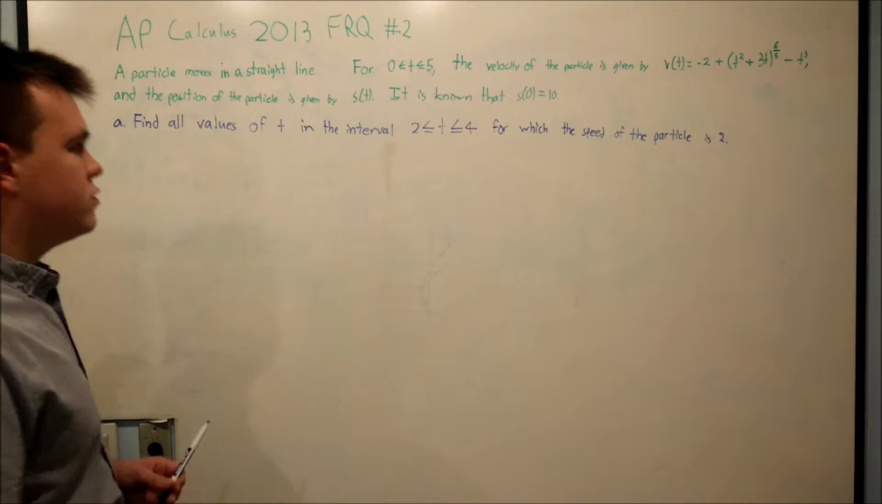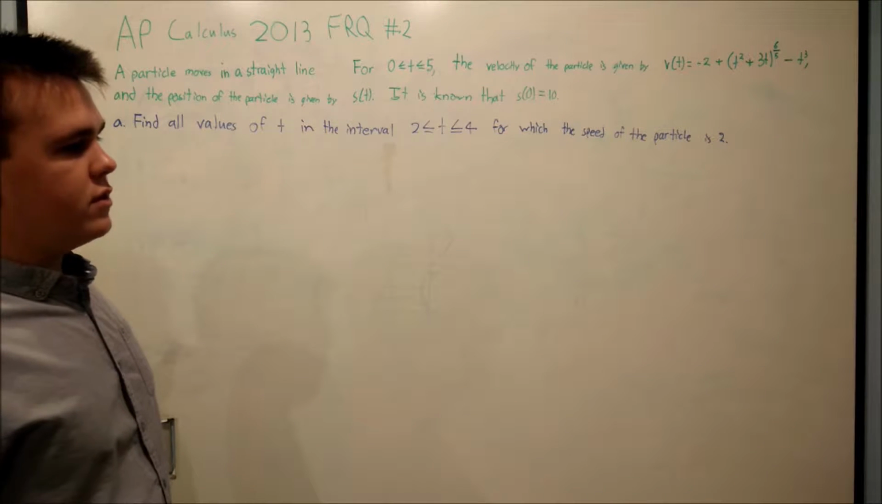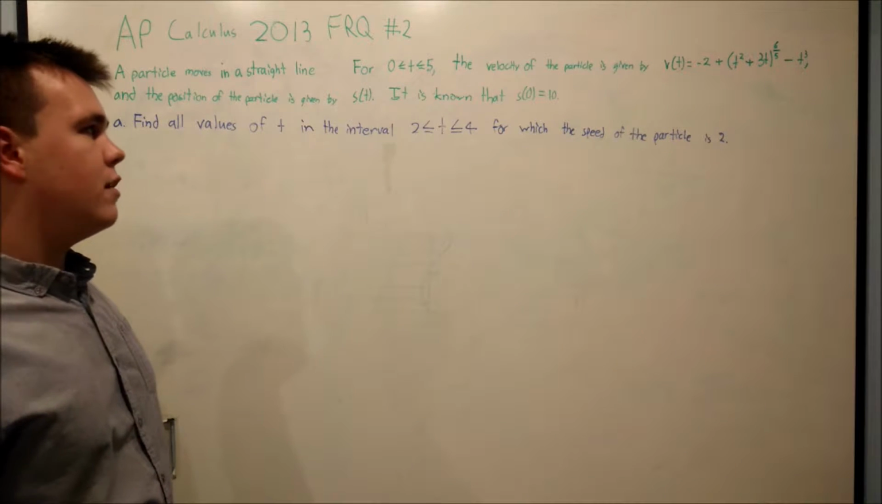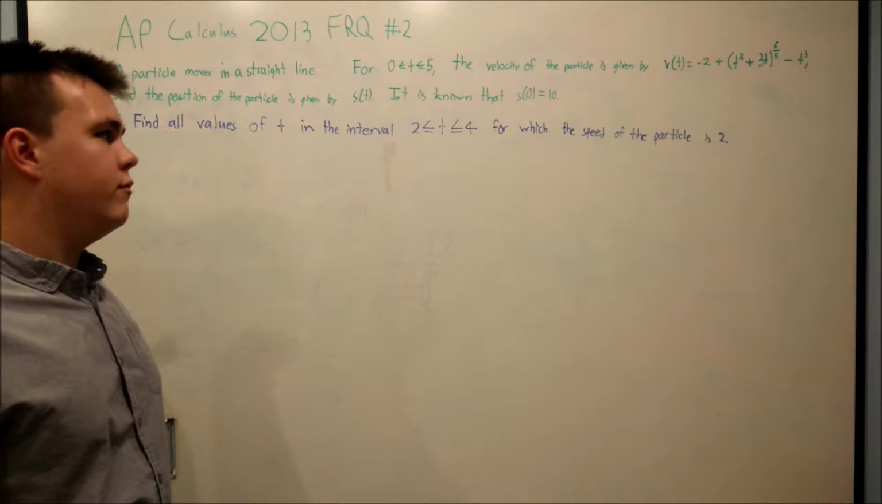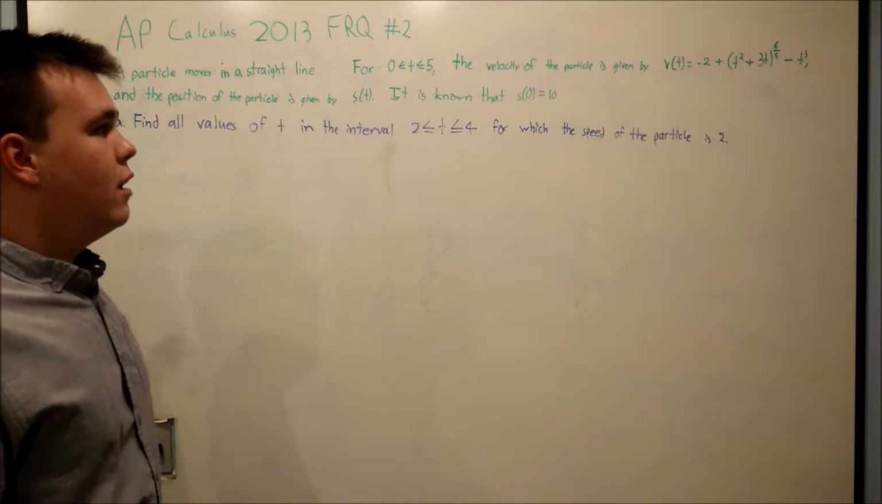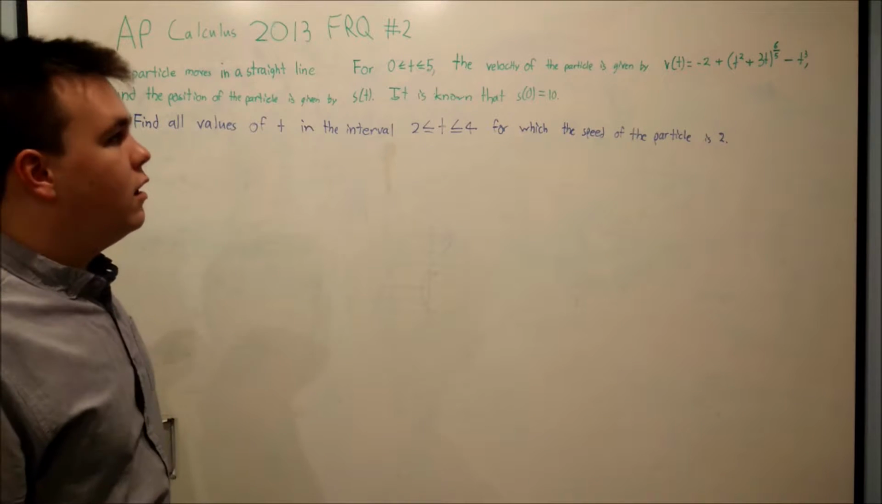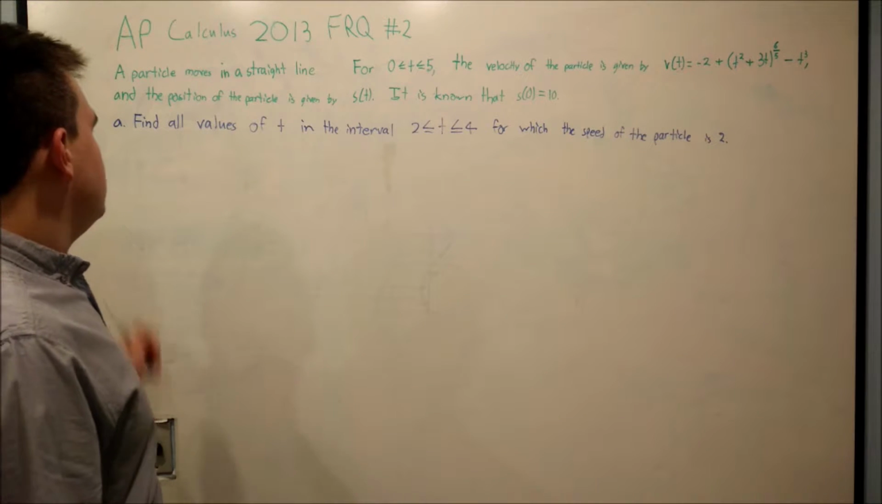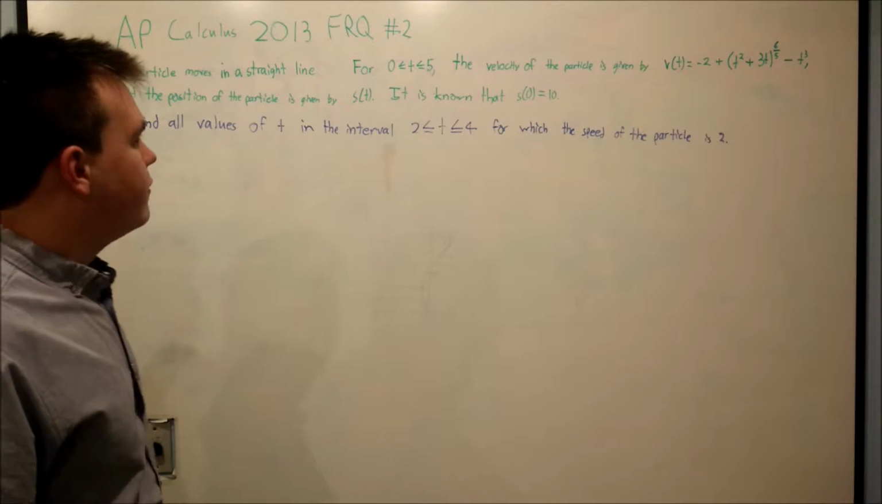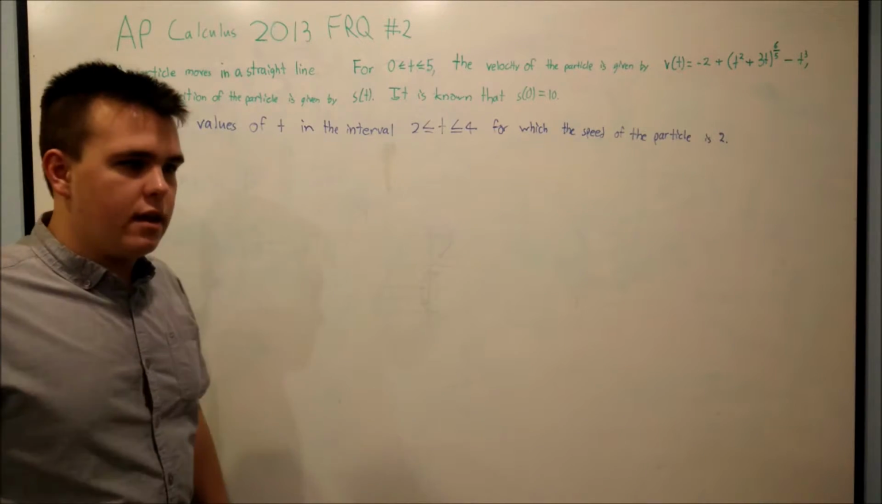A particle moves in a straight line. For 0 ≤ t ≤ 5, the velocity of the particle is given by v(t) = -2 + t² + 3t^(6/5) - t³. And the position of the particle is given by s(t). It is known that s(0) = 10.